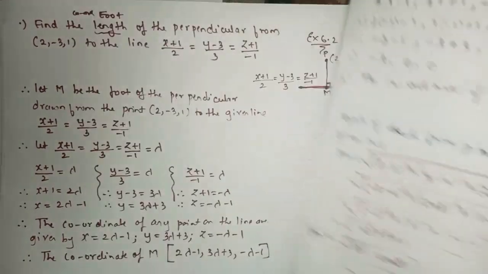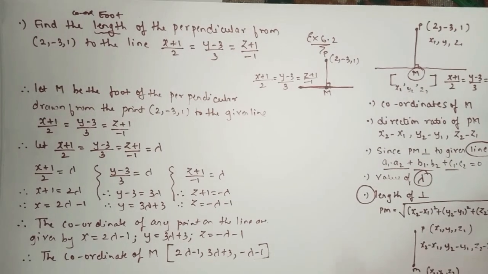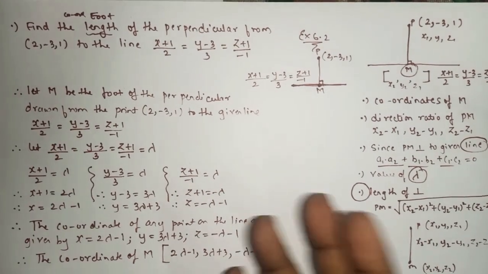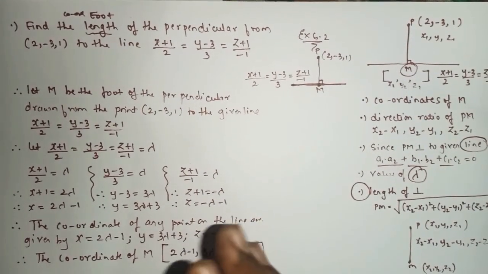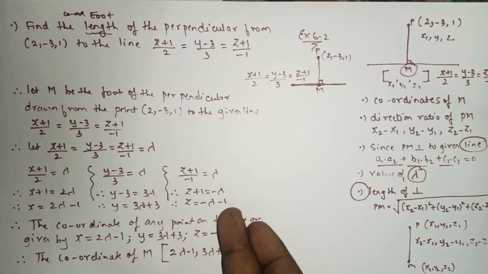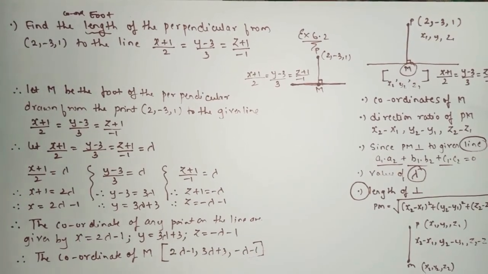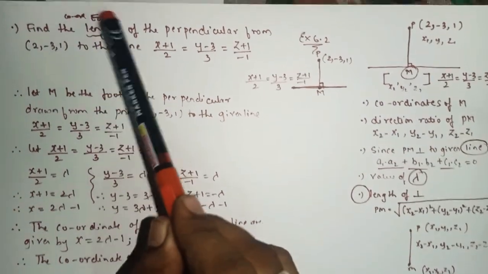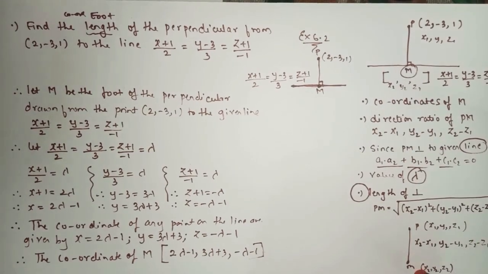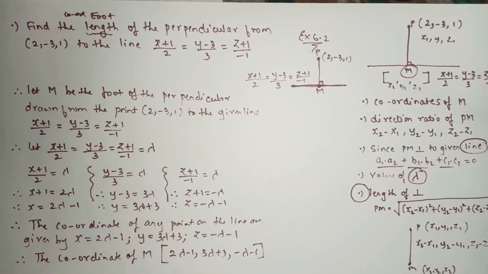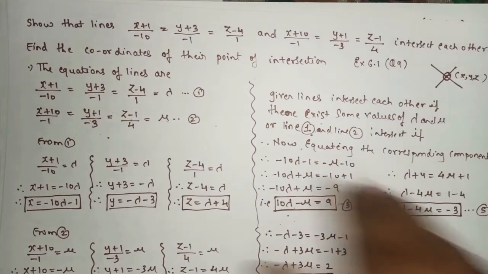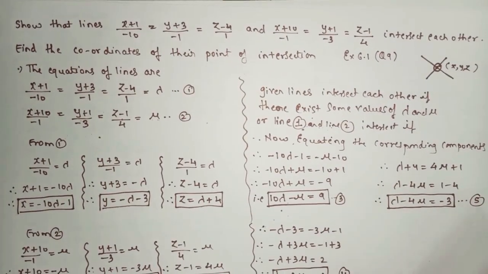I hope you all understood the sum also, as this sum is also very important from both points of view. When you see exercise number 6.2, there are 4 sums based on this, where it will say that you have to find the length of the perpendicular, and sometimes they will say that you have to find the coordinate of the foot. So when they say that you have to find the coordinate of the foot or the length of the perpendicular, the concept remains the same. I hope you all understood both the sums, as well as how to find the coordinate of the point of intersection also.